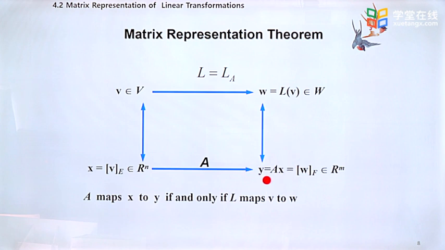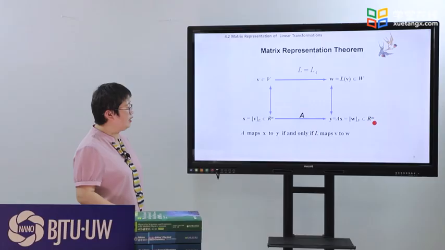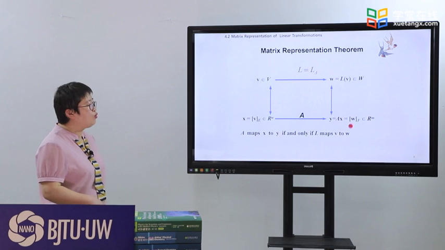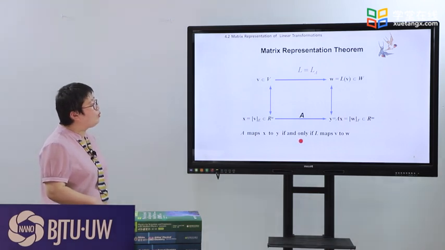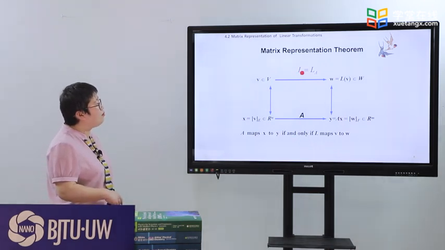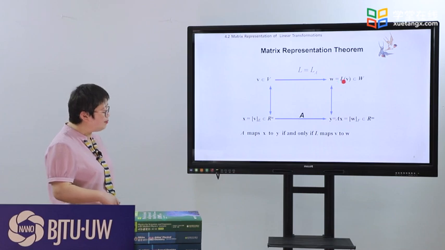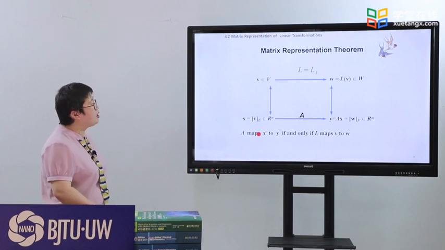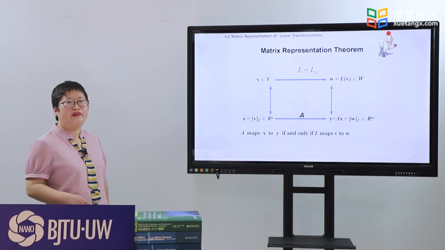Y equals A times X, which is also the coordinate vector of W, where W equals L(V) with respect to F. See? So A just maps X to Y if and only if L maps V to W. So A is a matrix representation of L. Clear?